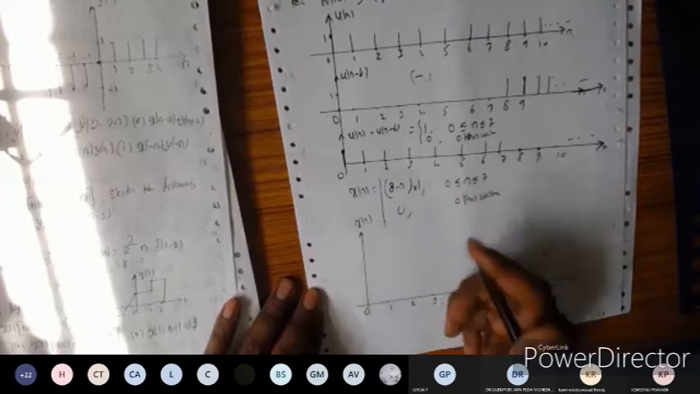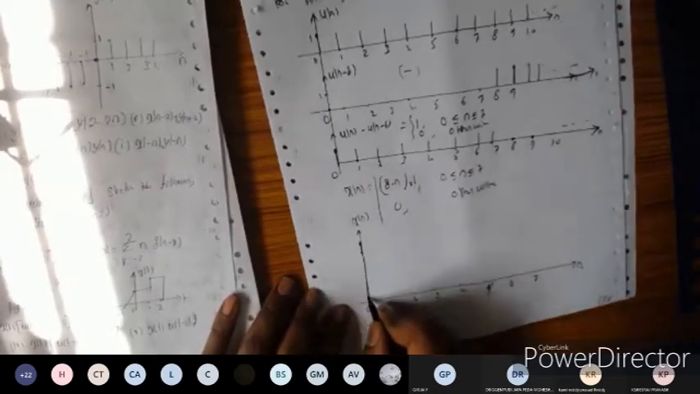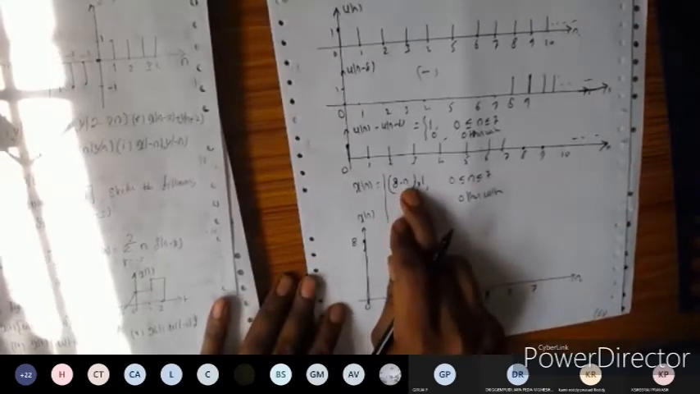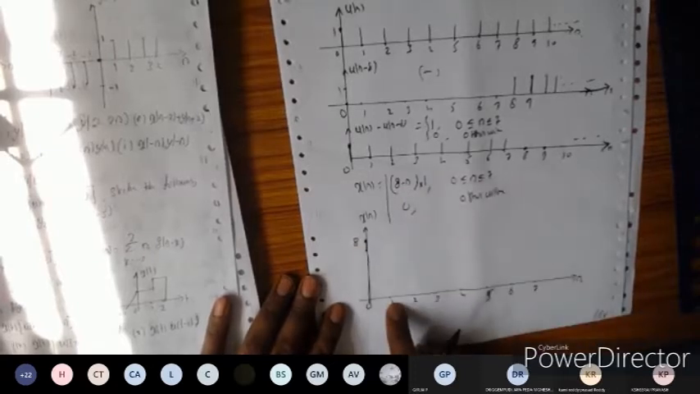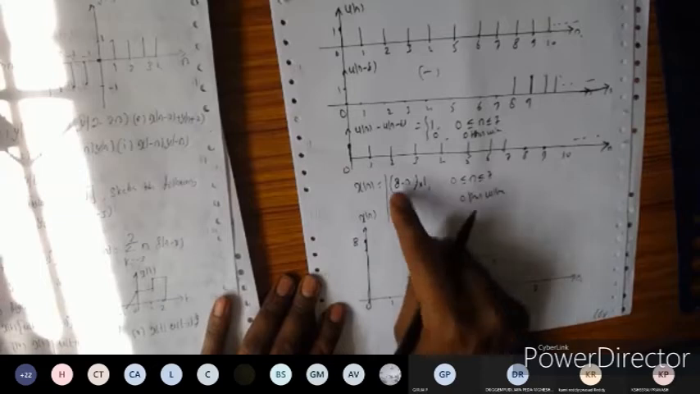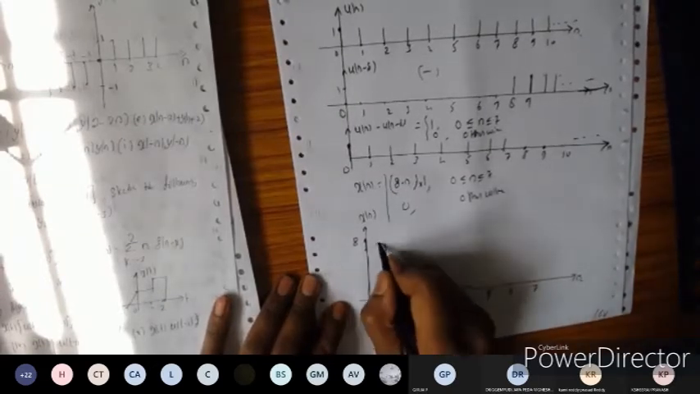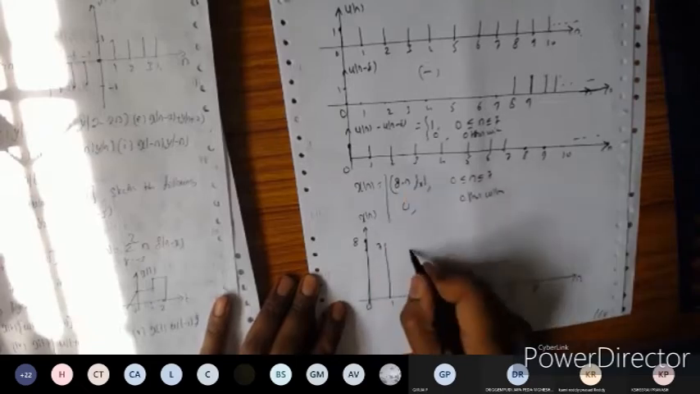When I substitute n is equal to 0, the quantity becomes 8, because 8 minus 0 is 8. Next, when I substitute n is equal to 1, 8 minus 1 will be 7. At n is equal to 2, 8 minus 2 will be 6.